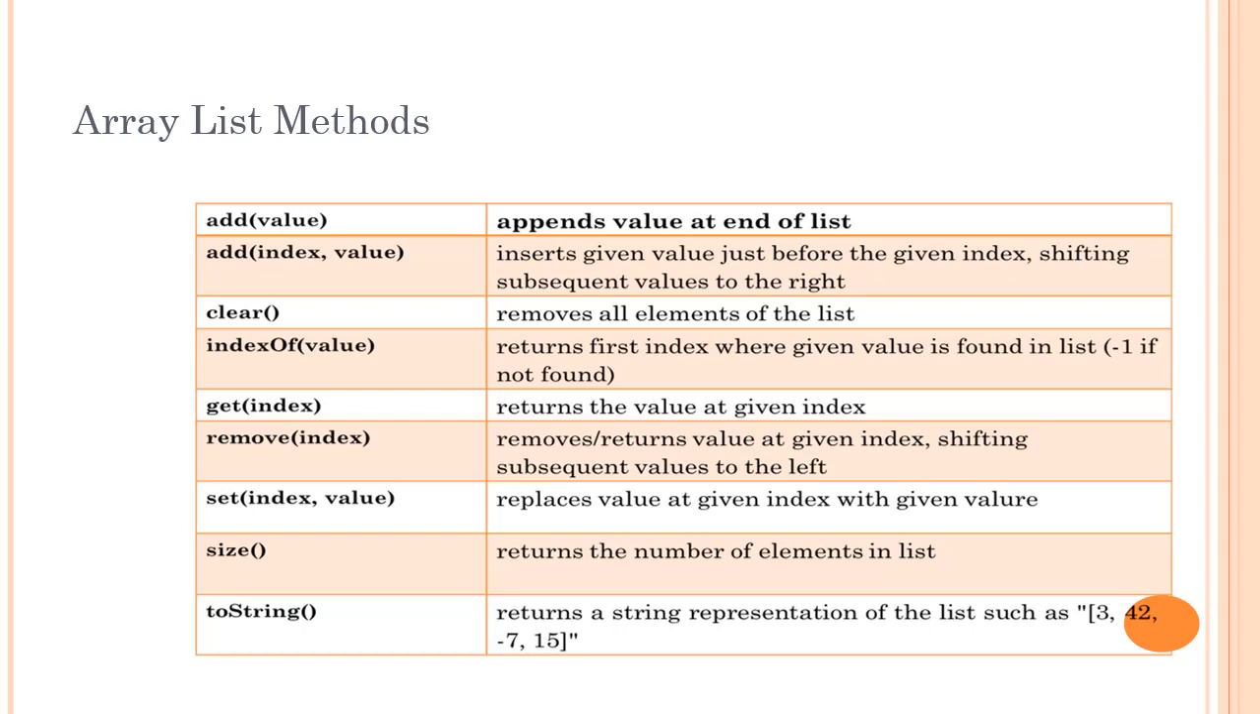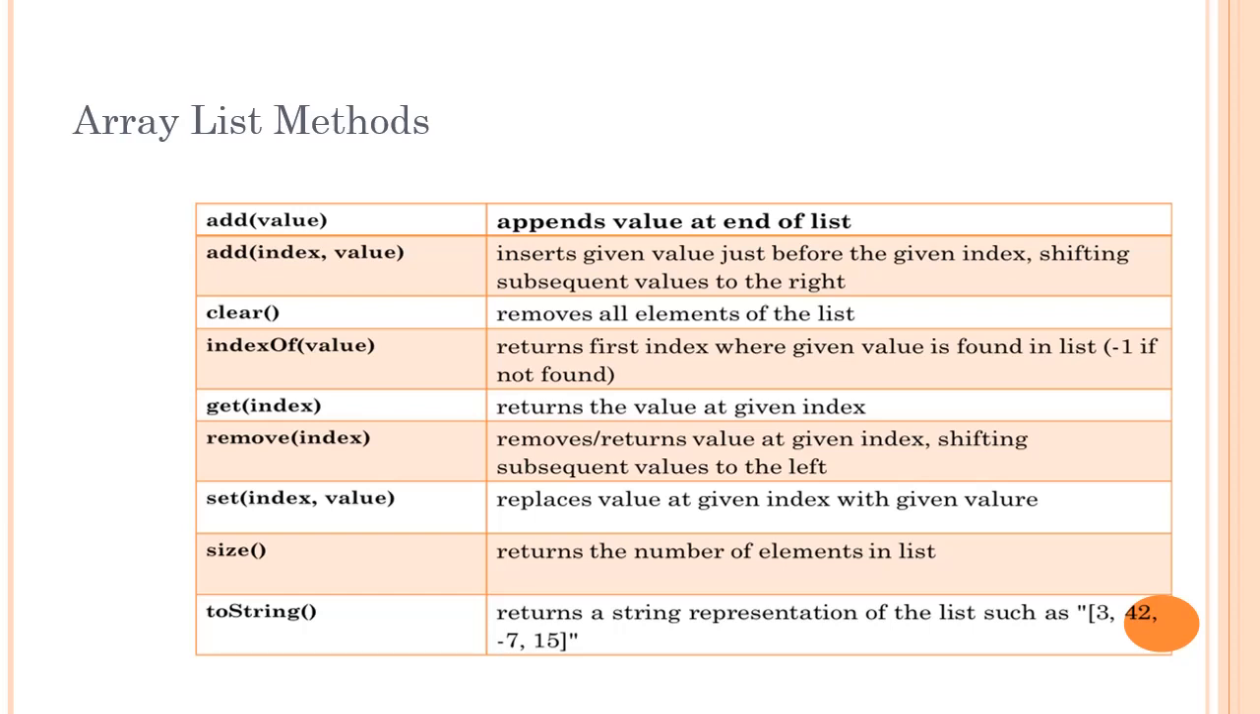In this slide, we will summarize what are the methods that are predefined in the class ArrayList. We have first the method add. We give a value or an element to be added, and it will be added at the end of the list. We can also use the add by precising what is the index and the value. In this case, the element will be inserted just in the given index, and we will shift all the subsequent values. The method clear will remove all the elements of the list.